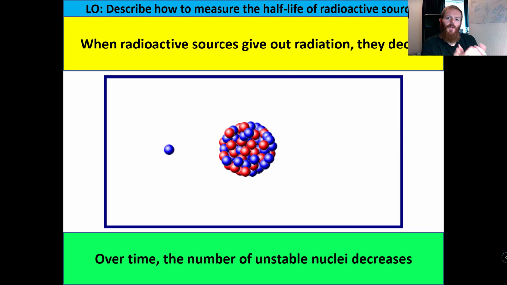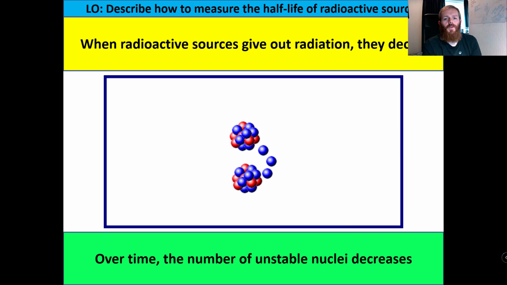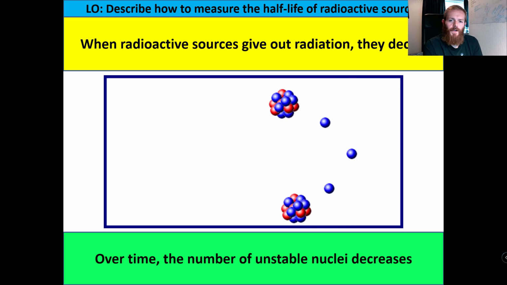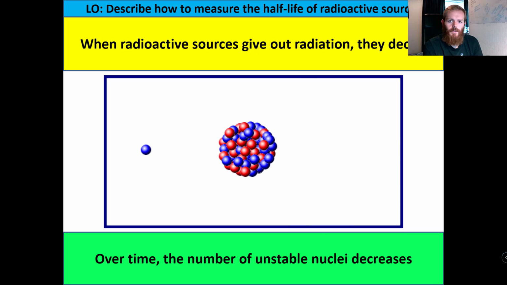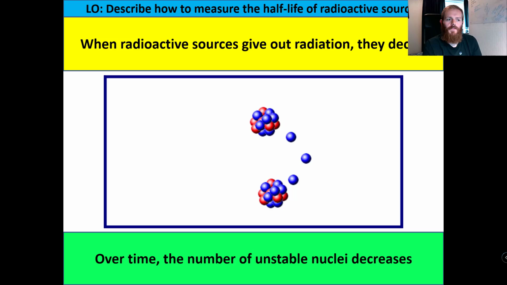So imagine I gave you a lump of, let's say, uranium. That's a common one that we're going to be talking about quite a lot. I gave you a lump of uranium and it contained, I don't know, 1 million radioactive nuclei. Over time, the number of those radioactive nuclei decreases.